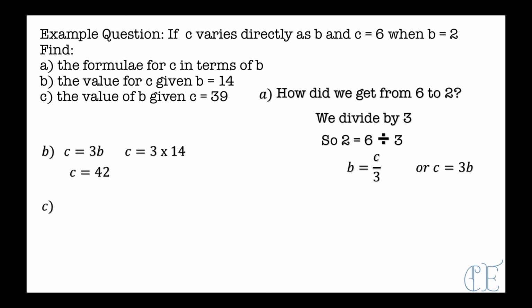And then question C says the value of B, giving that C equals 39. Well, again, this is our equation, and C equals 39, which means 39 equals 3B. Now, to get that B on its own, in order to find out what it is, this is being multiplied here, 3 times B. So we're going to divide by 3 to get B on its own. 39 divided by 3 is B, and 39 divided by 3 is 13. So B equals 13. And that's it, you've answered all those questions.